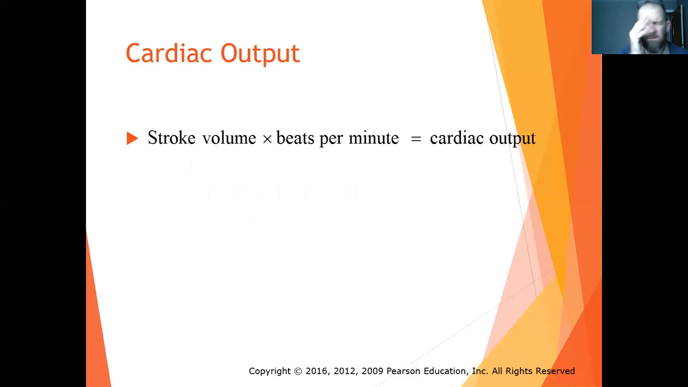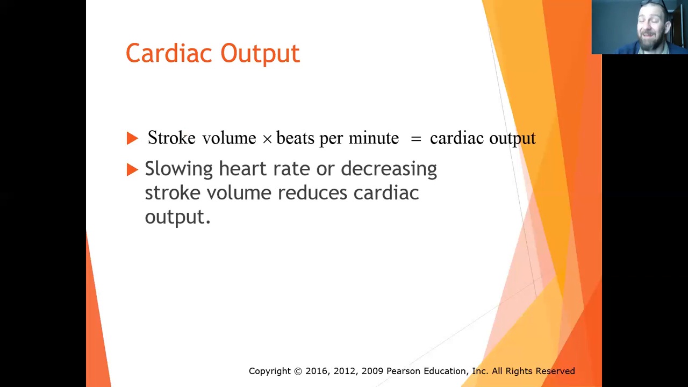All right, cardiac output, much like minute volume, is how much blood our heart is ejecting per minute, and we can figure that out when we do stroke volume times beats per minute. That's how much blood per minute is going around the body. So it's important to know that as well. Either slowing the heart rate or decreasing the stroke volume reduces how much blood is ejected from the heart per minute.